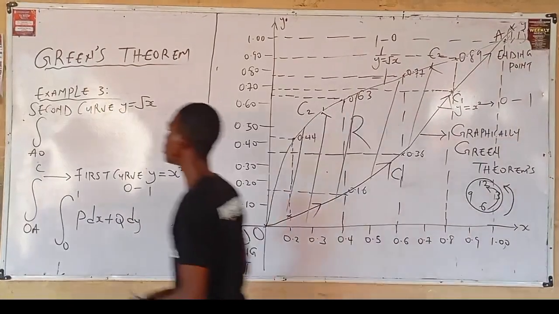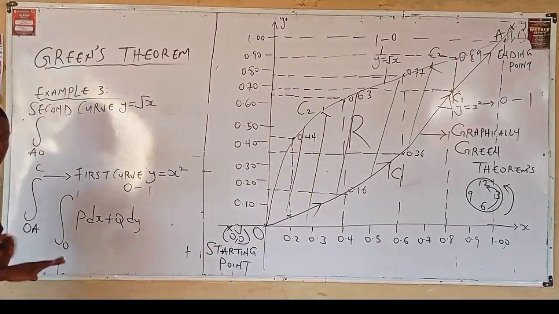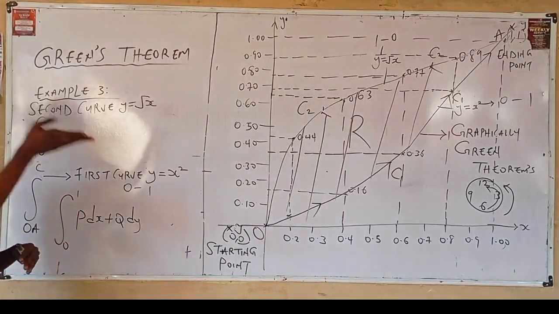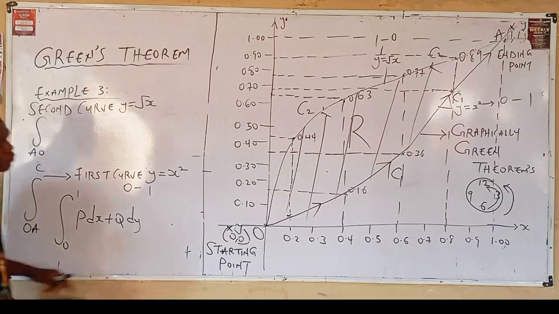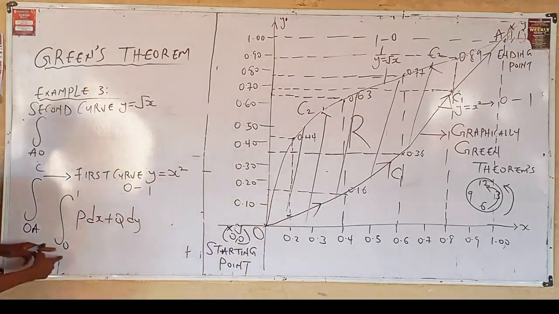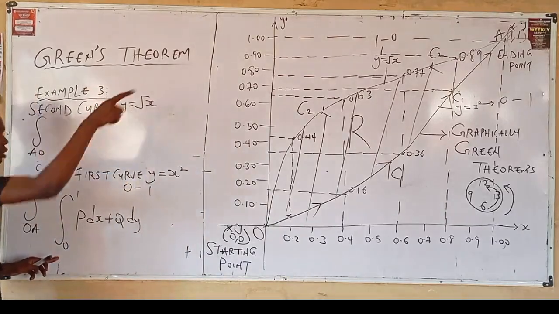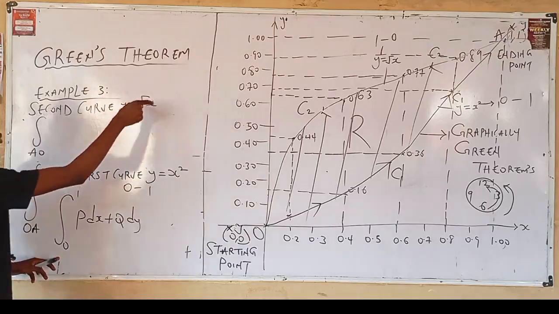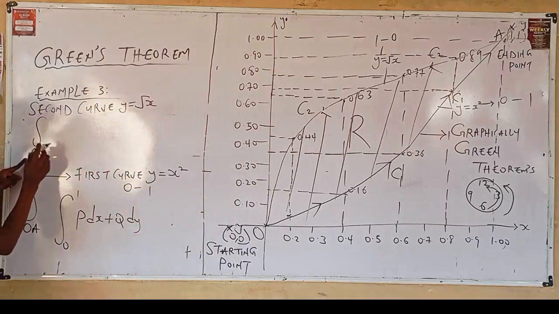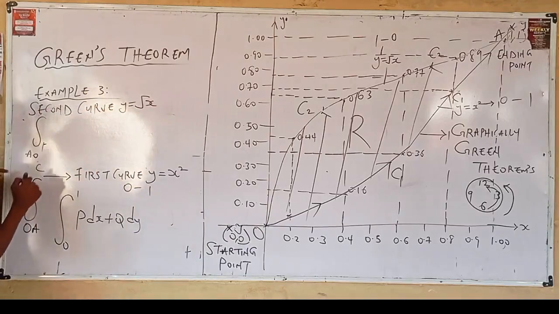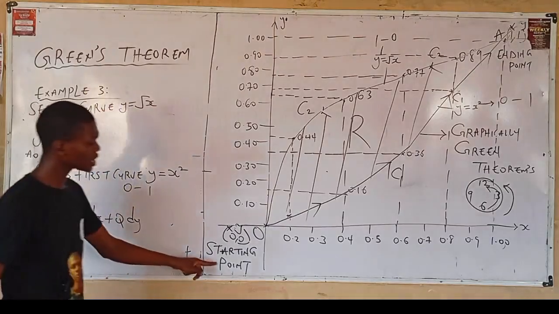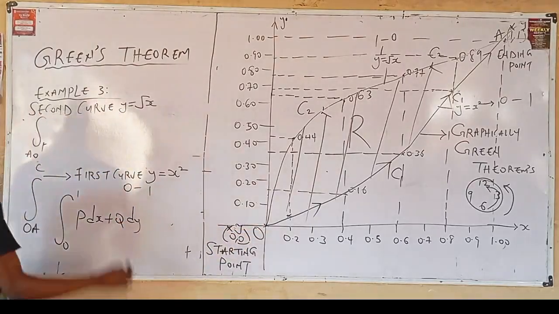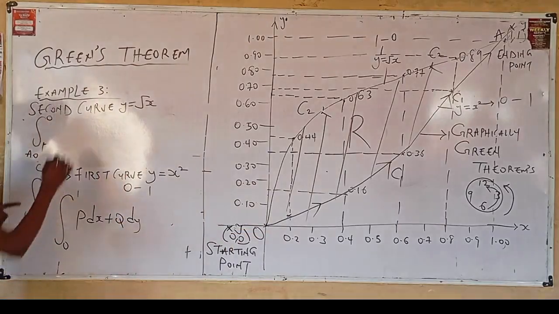Meaning your starting point is your lower limit. Take note, where you are starting is your lower limit, and where you are ending is your upper limit. For the first curve, we are starting at 0, it becomes my lower limit. We are ending at 1, it becomes my upper limit. Now, I'm starting at 1 for the second curve, so my lower limit becomes 1. I'm ending at O, so my upper limit becomes 0.